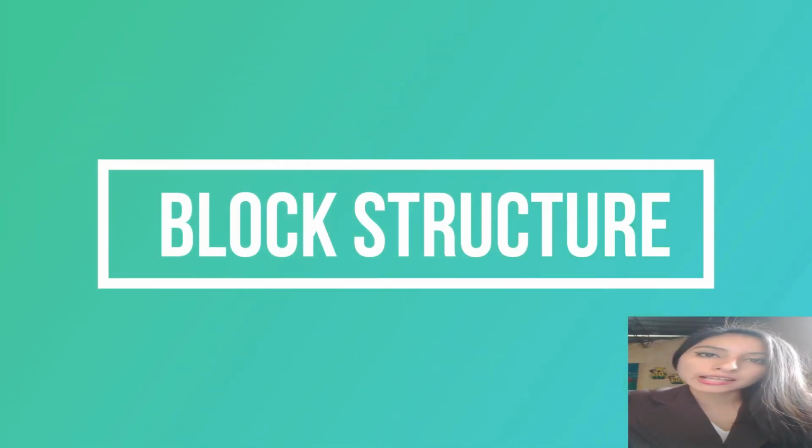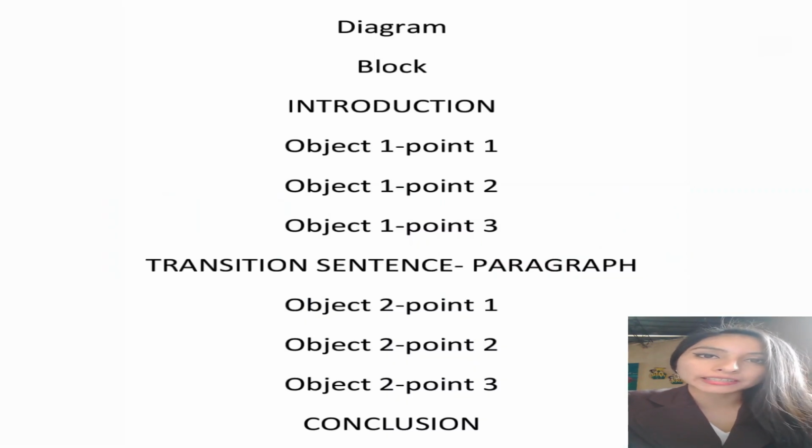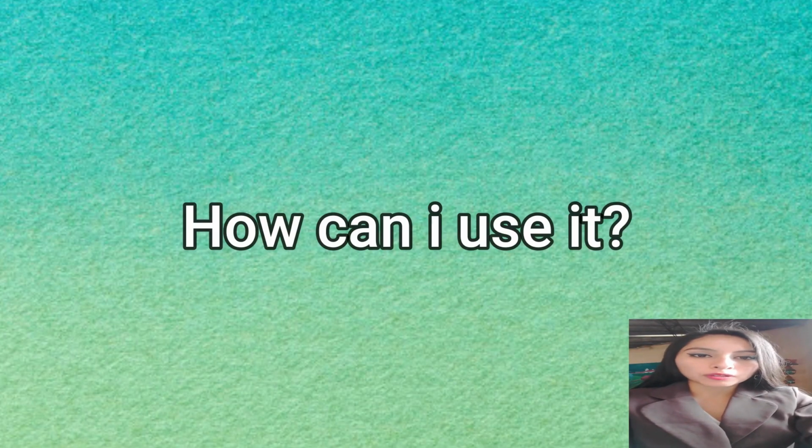Here you can see a small diagram of the block method. First, we are going to find an introduction, then object 1 and point 1, then object 1 again and point 2, then object 1 again and point 3. Then we are going to use a transition sentence or a transition paragraph. Then we are going to use object 2 and point 1, object 2 and point 2, object 2 and point 3, and finally a conclusion. Now I'm going to explain the block method.